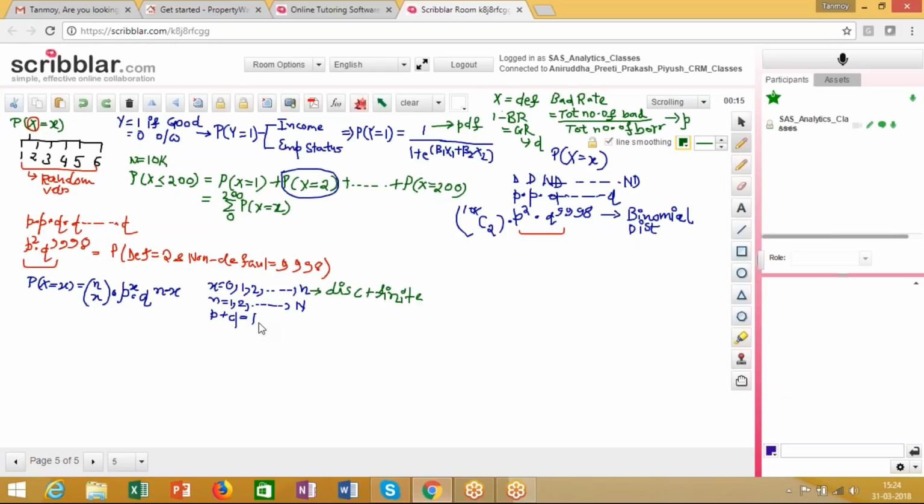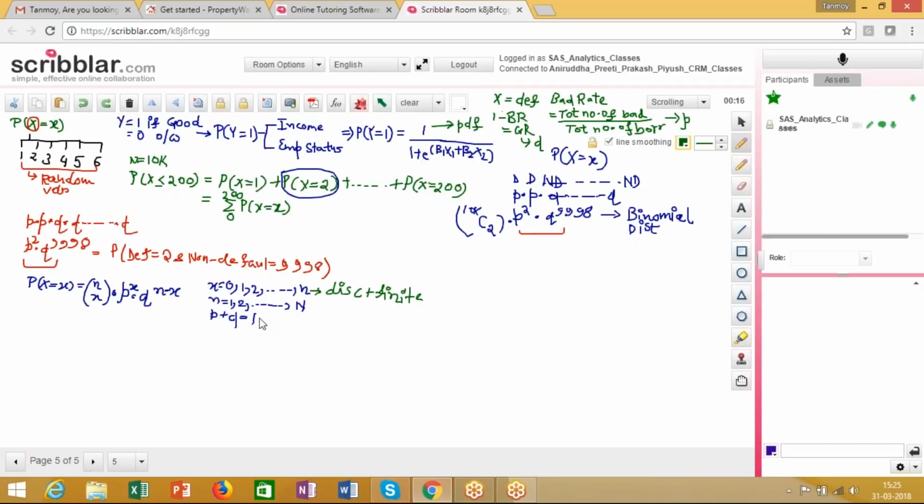And p plus q is equal to 1. That is, every outcome has either a probability of success or a probability of failure. So it cannot be that I toss a coin and it stands in between, neither heads nor tails. Either heads comes up or tails comes up. Also, it cannot be totally biased. So that is the reason that p plus q must be equal to 1, right?